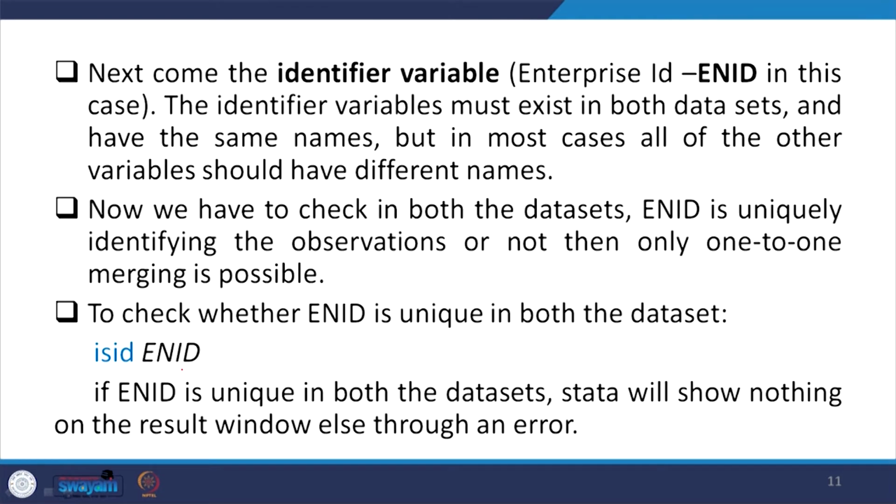To check whether ENID is unique in both the data sets, we have to use ISID, ENID. If ENID is unique in both the data sets, Stata will show nothing in the result window. Otherwise, if it is not correct, it will show an error. So now we can test that.